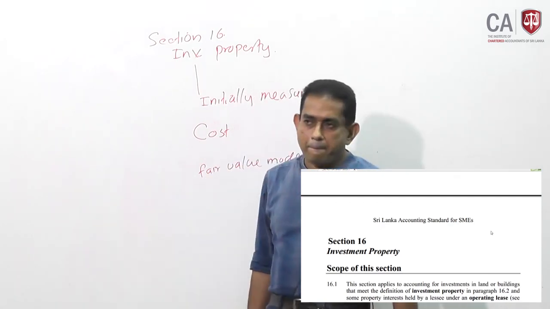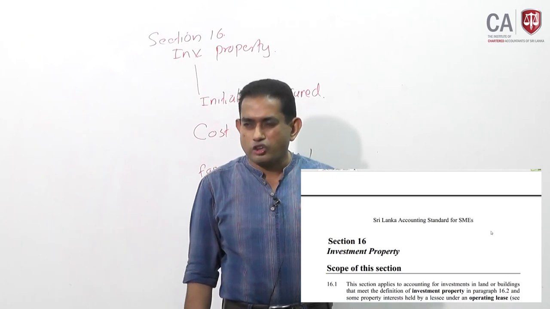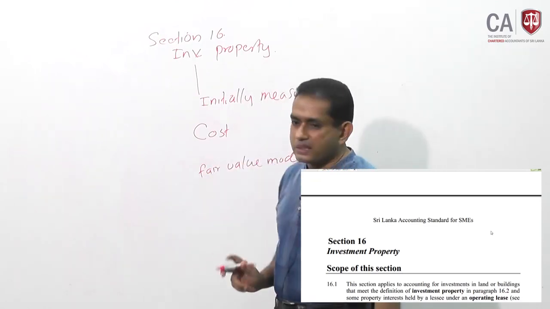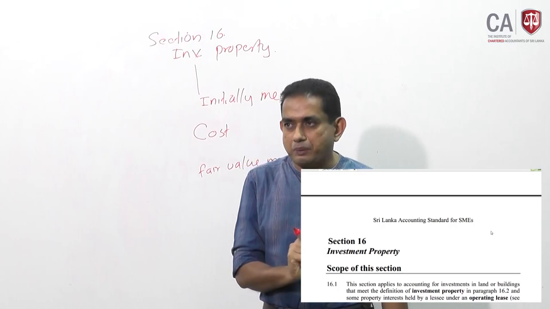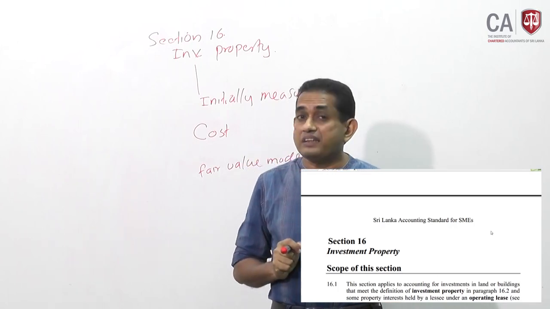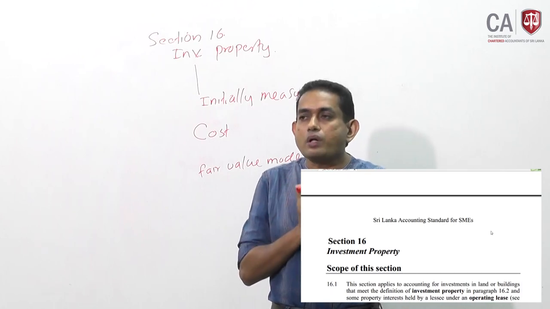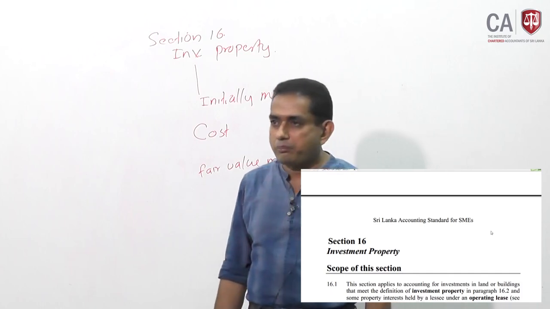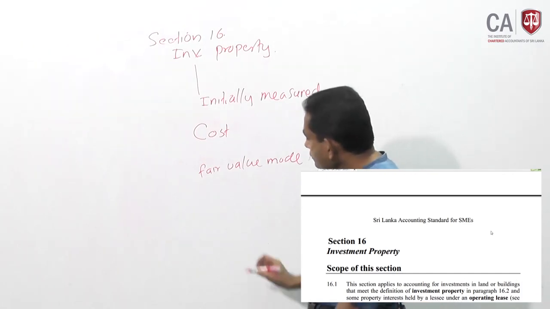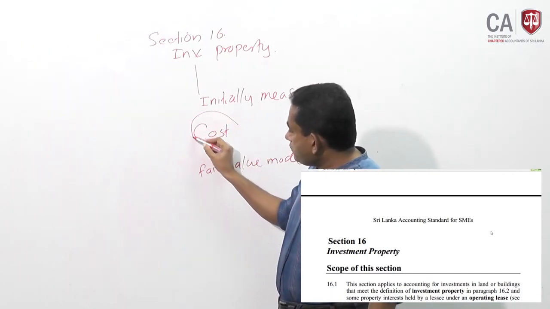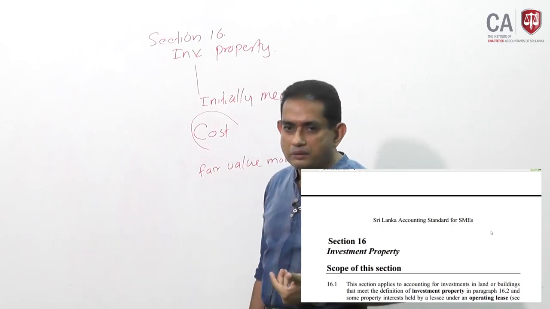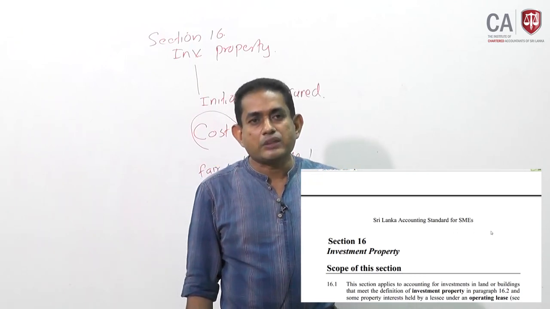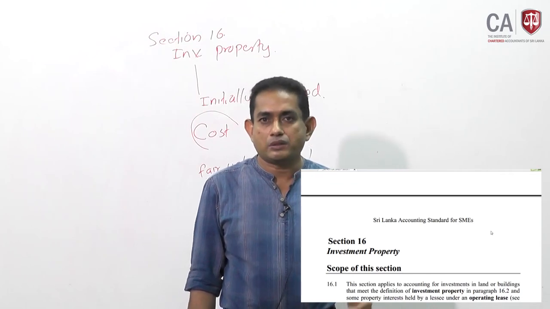Now, the cost model is not discussed in LKAS 40, the cost model is discussed in LKAS 16, property, plant and equipment. Similarly, here the cost model is not discussed in section 16, investment property, the cost model is discussed in section 17. I made a mistake. Cost model is discussed in section 17, which is property, plant and equipment. That is the section devoted to property, plant and equipment. So, do not get confused. Now, the cost model is the method where investment properties will be shown at historical cost minus cumulative depreciation determined on the basis of the historical cost.